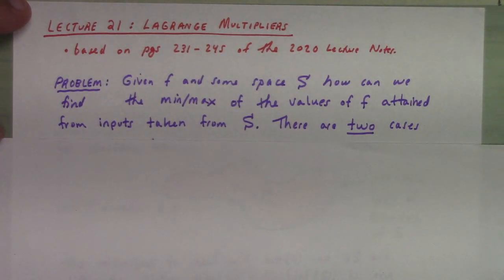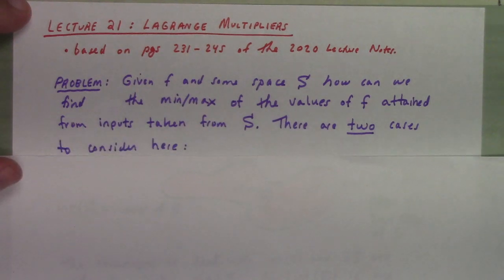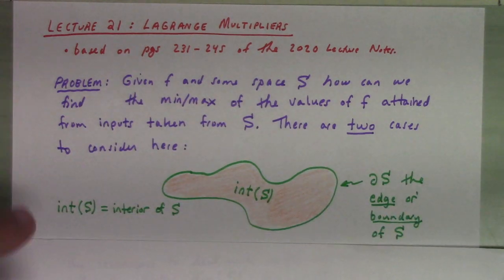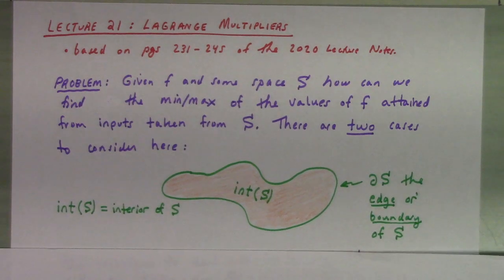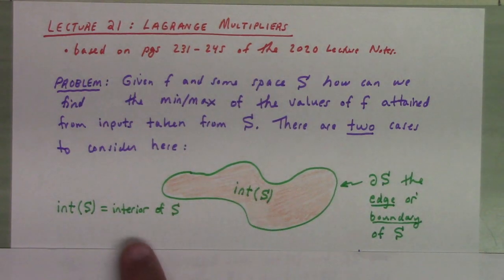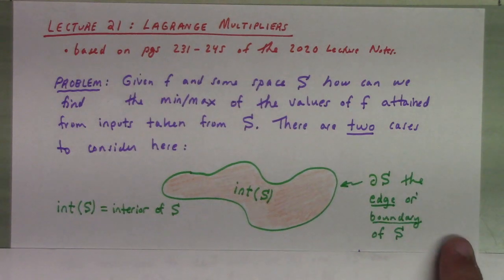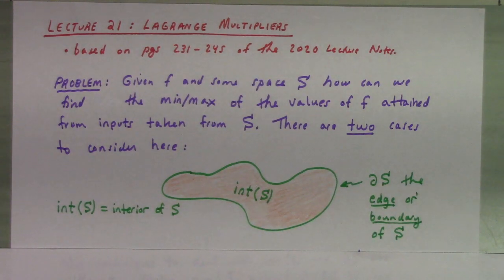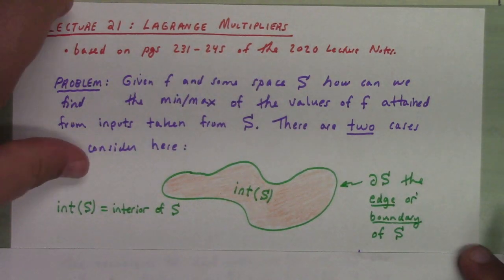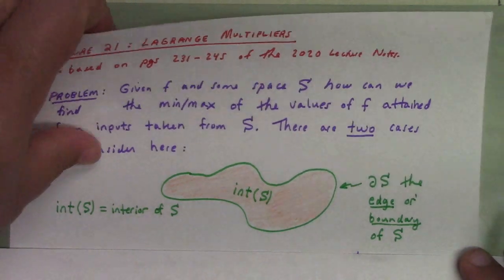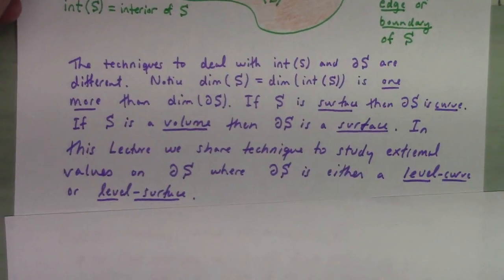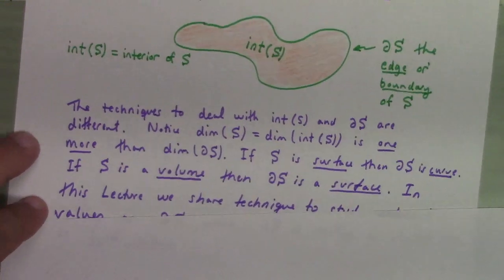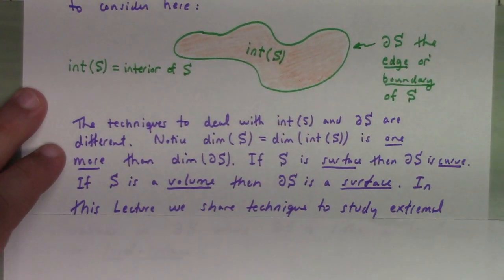So in particular, as we think about a space, there's kind of two cases to consider, right? That space has an interior part, and it also has an edge, generally speaking. You could think about it having an edge or a boundary. And so the way we find minimum and maximum of a function in those two different cases, the inside or the edge, is rather different. And it turns out Lagrange multipliers is one of the methods we can use to examine how the function has minimum or maximum on the edge.